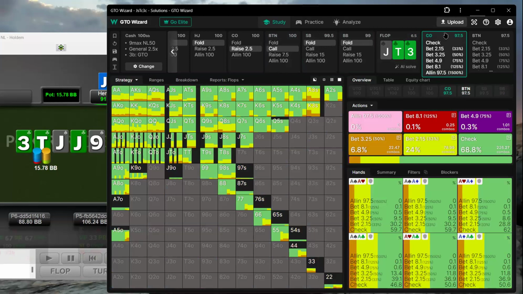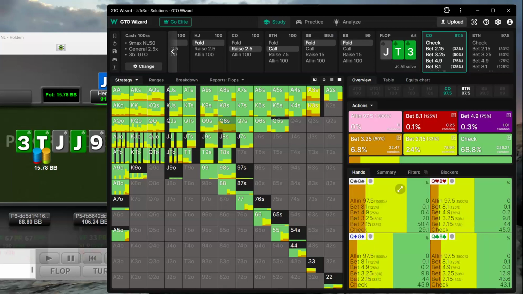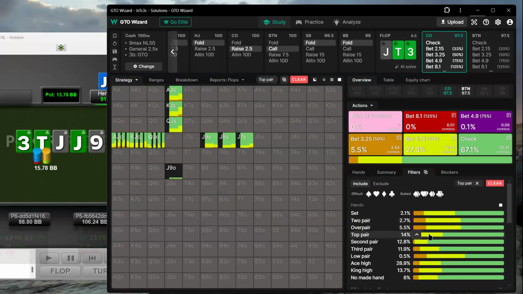So here is our c-betting. We have a reasonable number of bets out and king jack can do all of them. Mike, I have a favor to ask. Can you filter for top pair? Let's just look at what our top pair is doing, just to get one perspective.